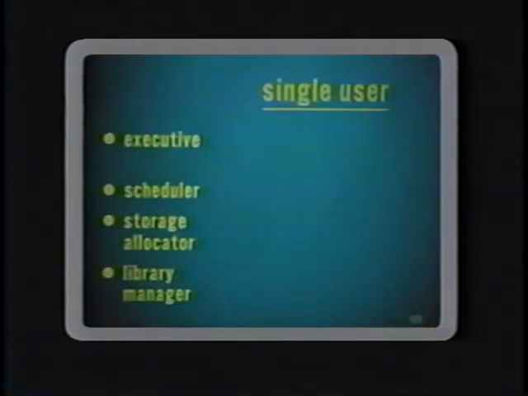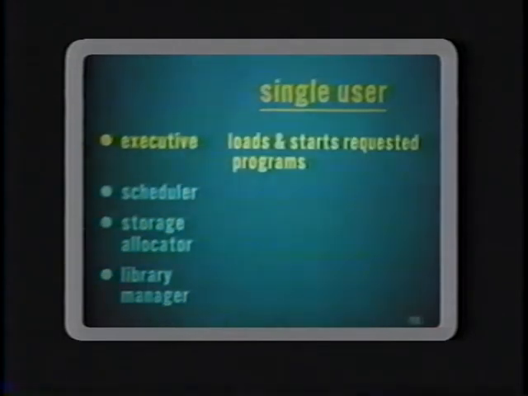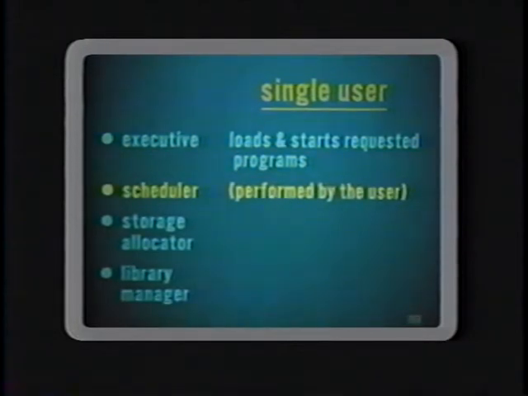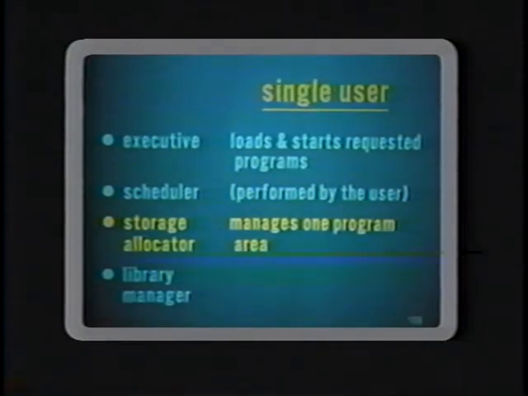In a single-user operating system, these functions are relatively simple. The major job of the executive is to respond to the user at the terminal by loading and starting programs in the order requested. Therefore, the scheduling function in a single-user operating system is performed by the user. Storage allocation is performed by single-user systems.